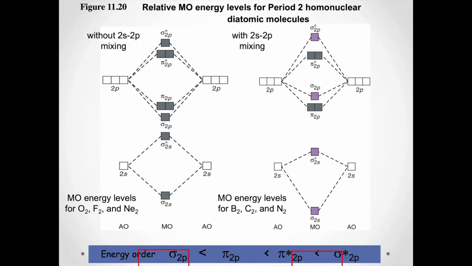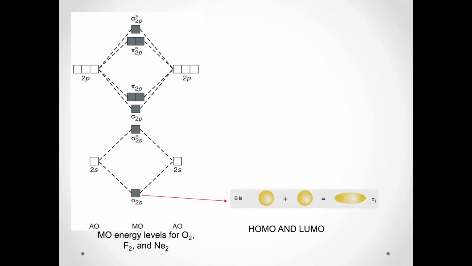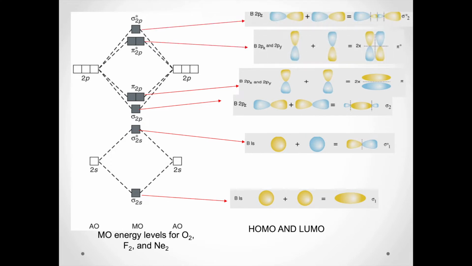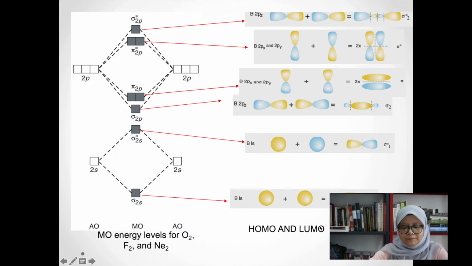Next is where you need to draw the diagrams of all these orbitals, as you can see from here. And from this diagram, you need to know two terms: first HOMO and also LUMO. So what is HOMO and what is LUMO? HOMO is the highest occupied molecular orbital, while LUMO is the lowest unoccupied molecular orbital. I will explain to you later about the HOMO and LUMO.